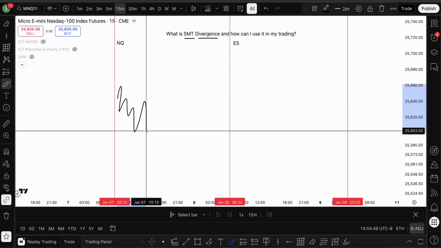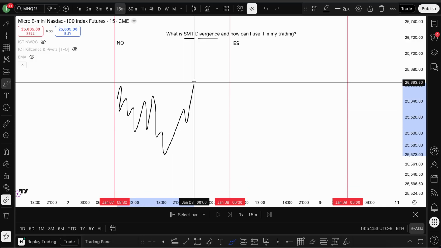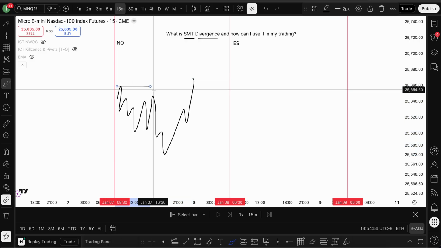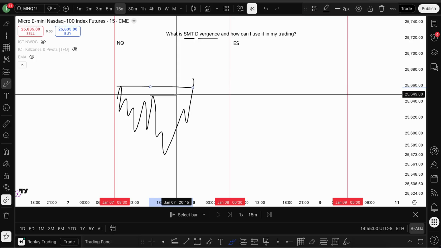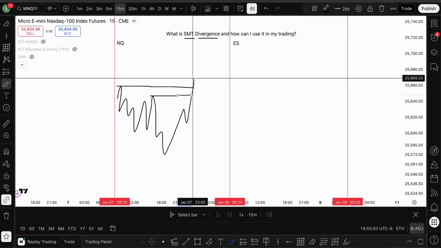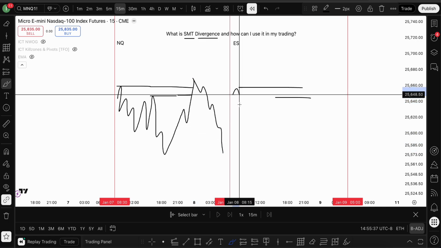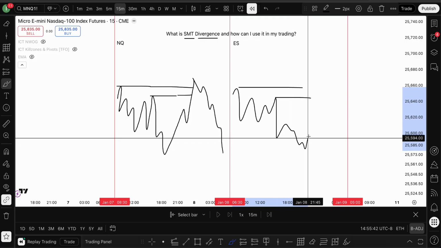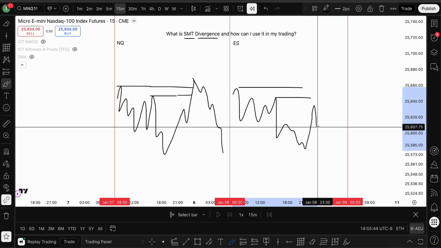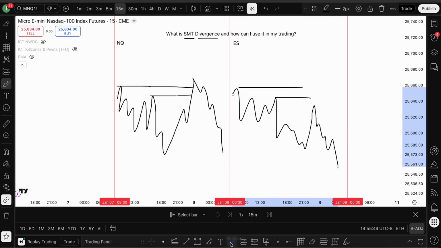So let's say we had something like this. Right here we have our key levels for liquidity. And let's say on NASDAQ, we swept those levels and then we went lower. Imagine it like this. Boom, we go lower and then we want to go up, but let's say we fail to take out those highs.